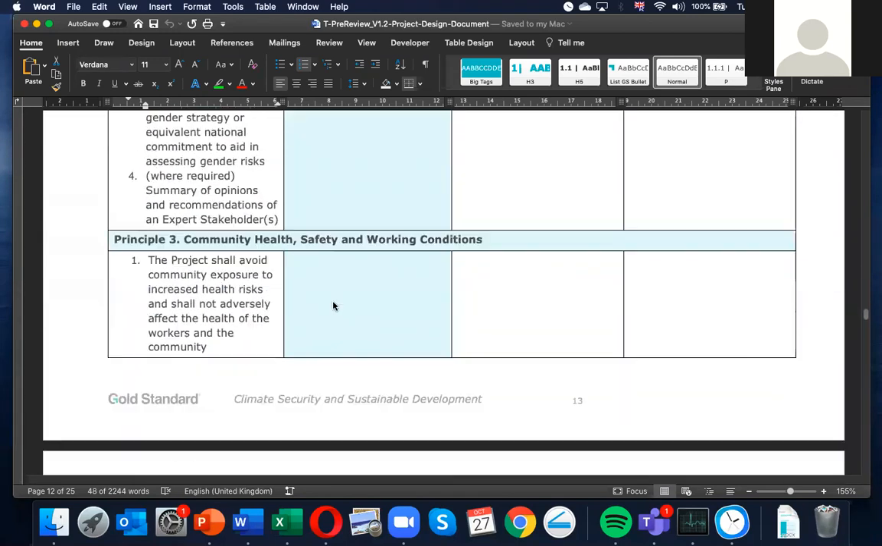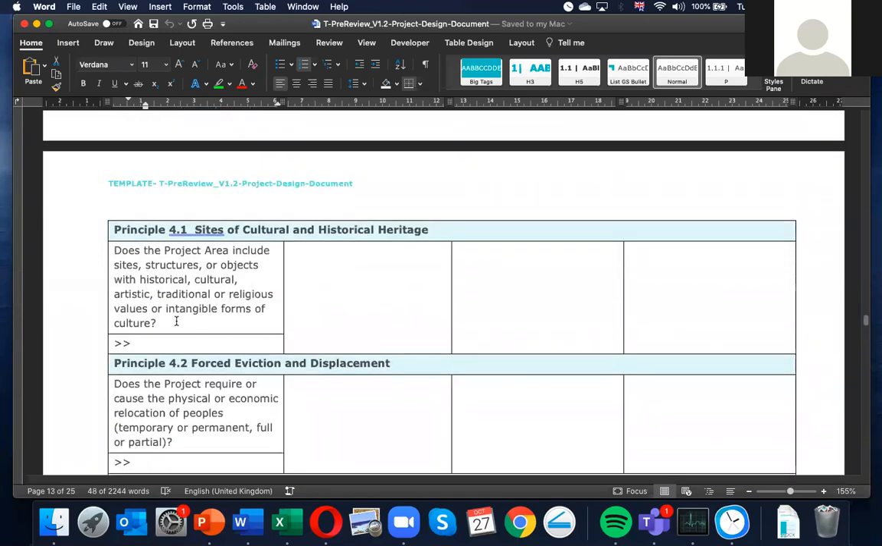I'll just show you on screen what it looks like when a safeguarding principle is not mandatory, it's a question. And the way that the assessment works for those is slightly different.